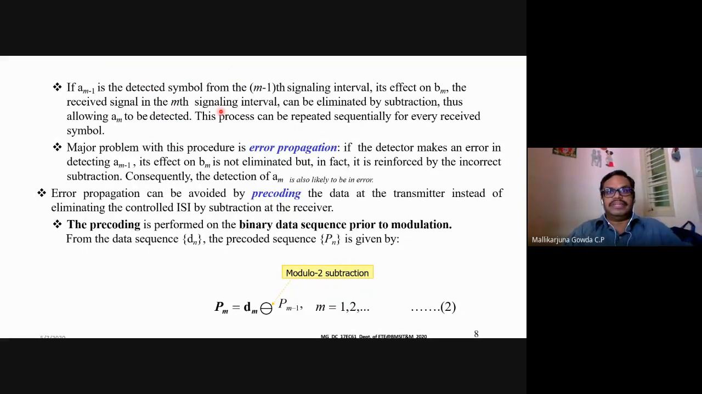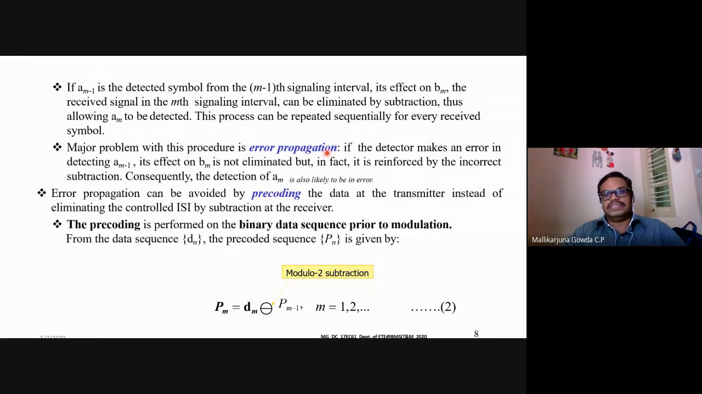Okay, I can eliminate that by doing subtraction, right? So that allows me to detect the Am signal, meaning the present symbol. And this process can be repeated sequentially for every received symbol. So while doing so, what happens? There will be propagation of the error. So how does that error propagate?